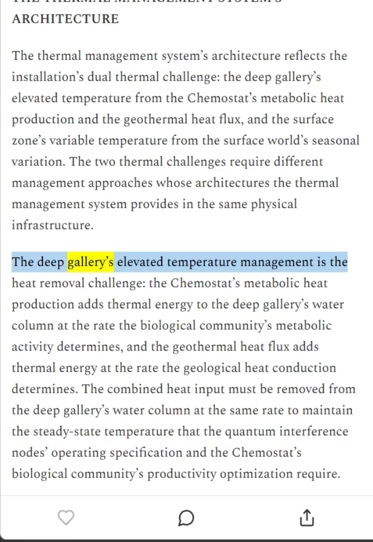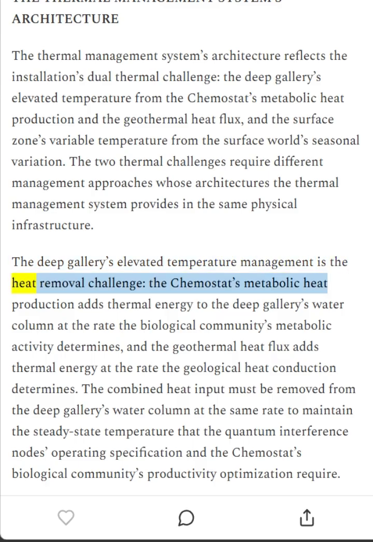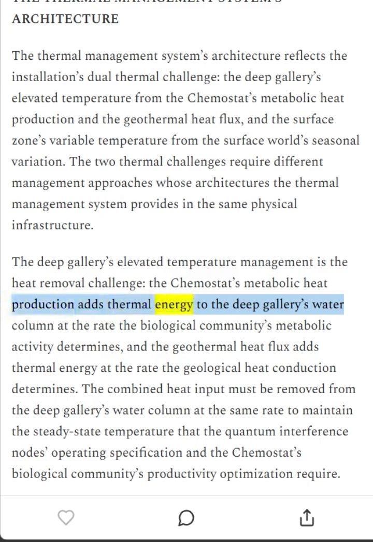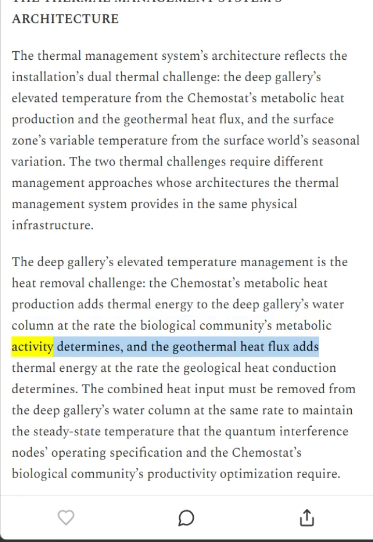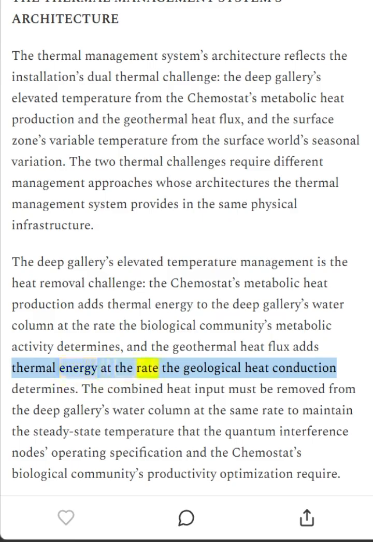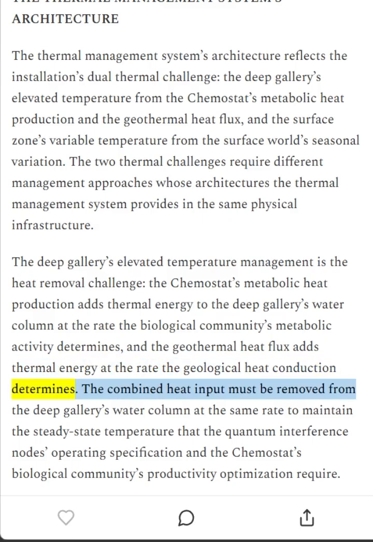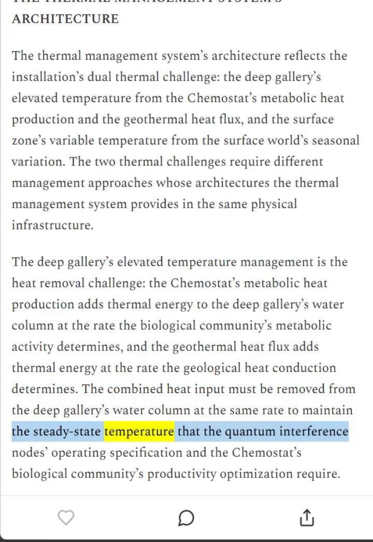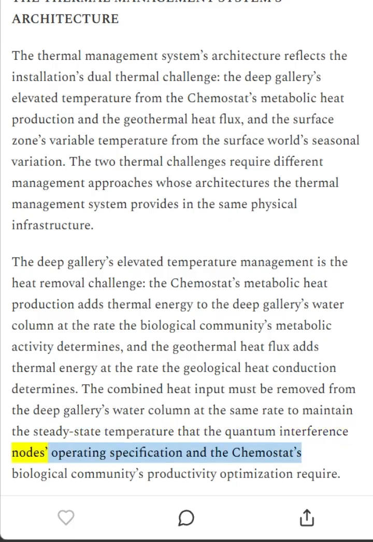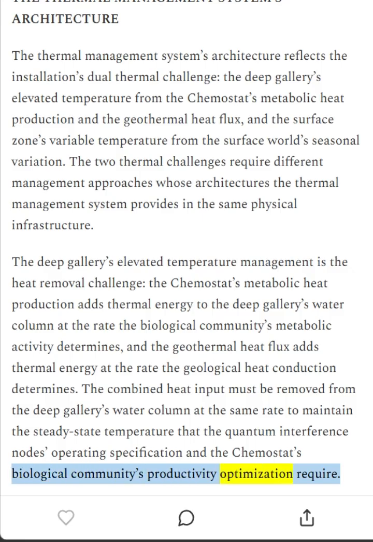The deep gallery's elevated temperature management is the heat removal challenge. The chemostat's metabolic heat production adds thermal energy to the deep gallery's water column at the rate the biological community's metabolic activity determines, and the geothermal heat flux adds thermal energy at the rate the geological heat conduction determines. The combined heat input must be removed from the deep gallery's water column at the same rate to maintain the steady-state temperature that the quantum interference node's operating specification and the chemostat's biological community's productivity optimization require.